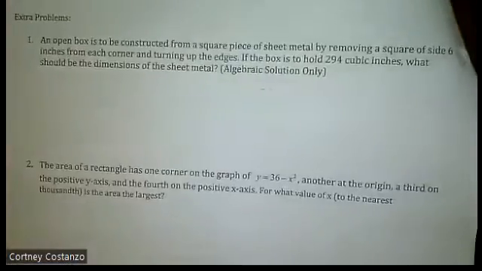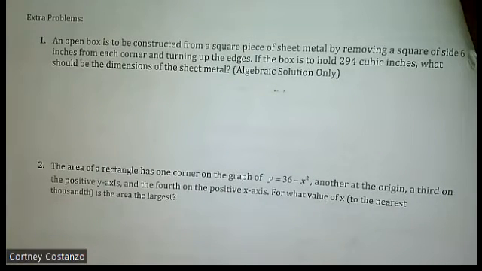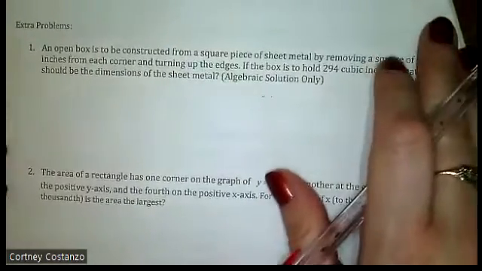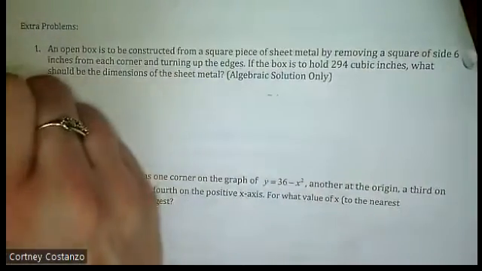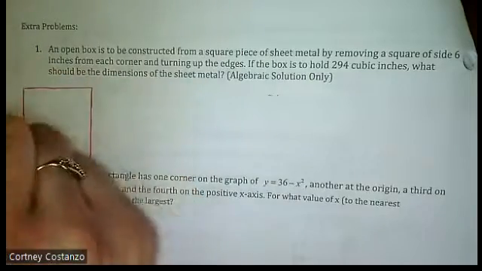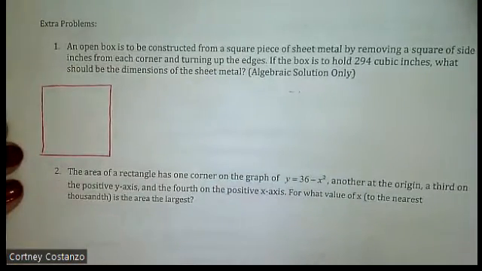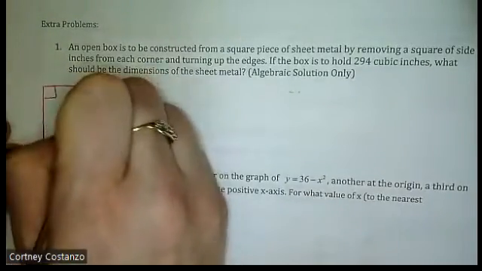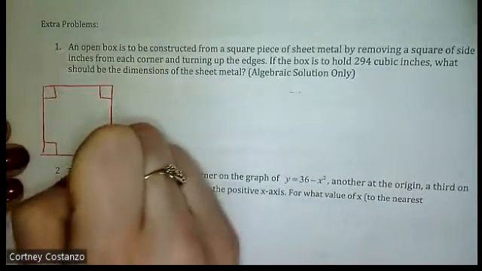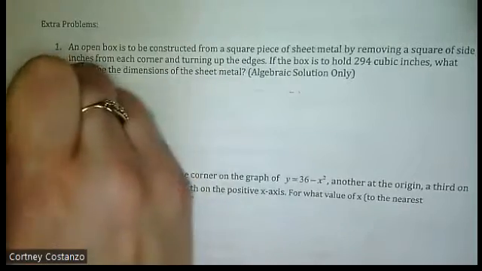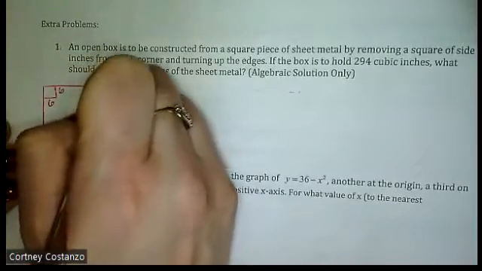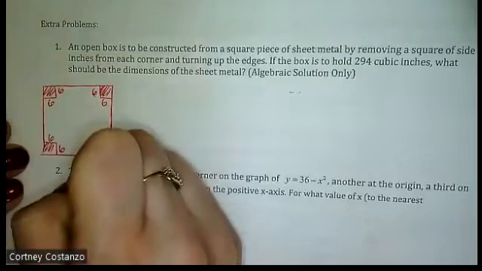All right, so we just have a handful of examples left, and we'll be done with this. So some extra problems. An open box is to be constructed from a square piece of sheet metal, removing squares of 6 inches from each corner and turning up the edges. So we have a square piece of sheet metal. I don't know the original dimensions. That's what we're going to try and figure out. But I'm going to be cutting squares from each of the corners that are 6 inches being cut away from each corner. So this is gone, this is gone, this is gone, this is gone.